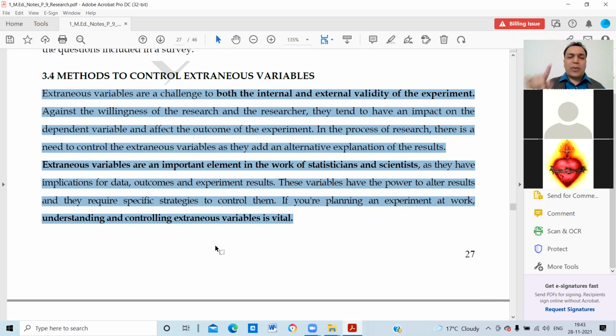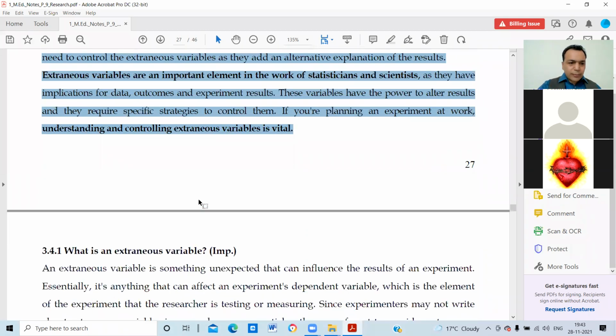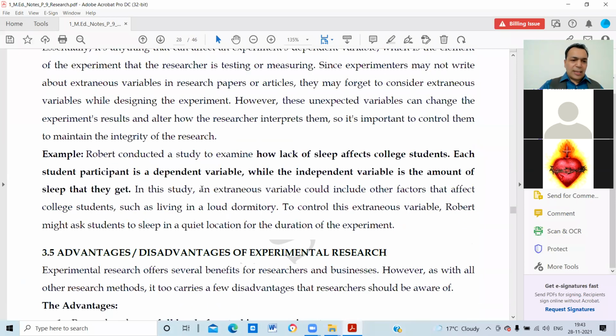That's why it is said that when you are going to choose a research problem, you have to see each and everything. Then you have to choose the problem, right? So it is very much needed to control these extraneous variables. Otherwise, they can change the result of that experiment.